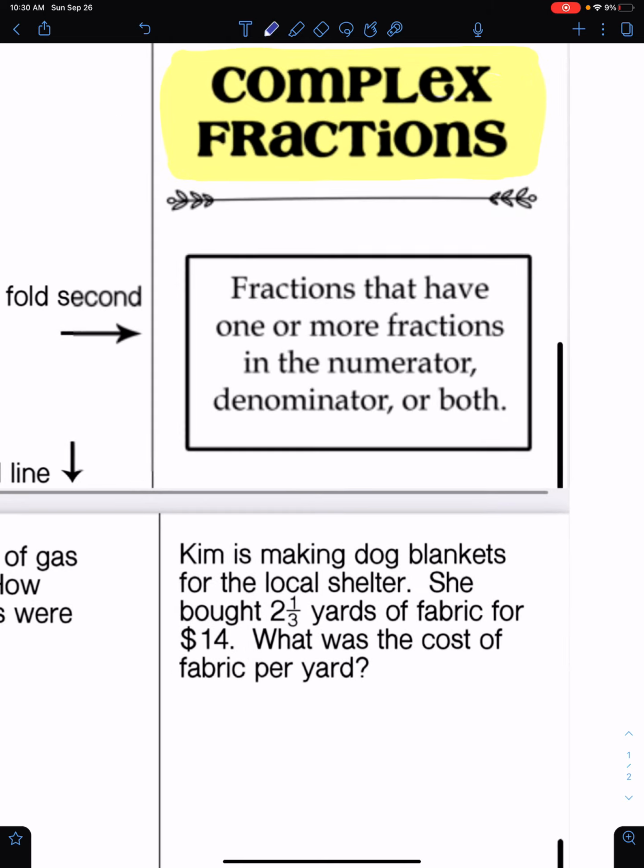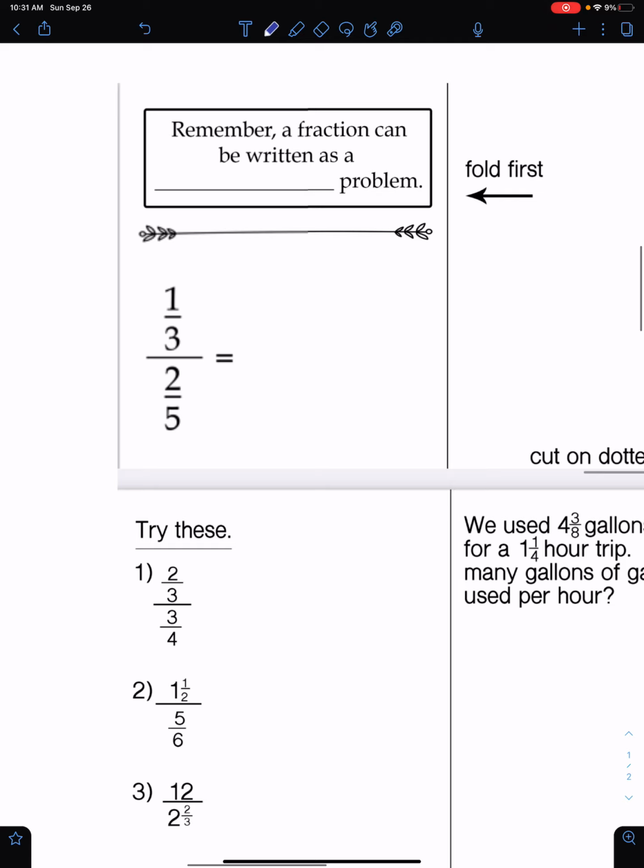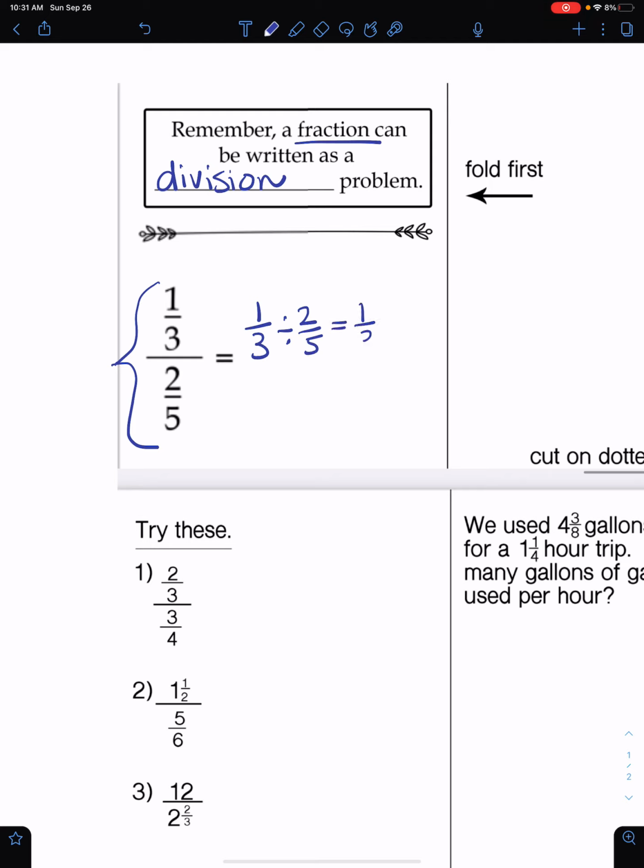So first of all, a complex fraction is a fraction that has one or more fractions in the numerator, denominator, or both. So it's basically a fraction made of fractions. So remember that a fraction actually is just a division problem. So if we have something like this, 1/3 over 2/5, what it really means is 1/3 divided by 2/5. And we know when we divide fractions, we multiply the first one times the reciprocal of the second one. So this would just be 5/6.